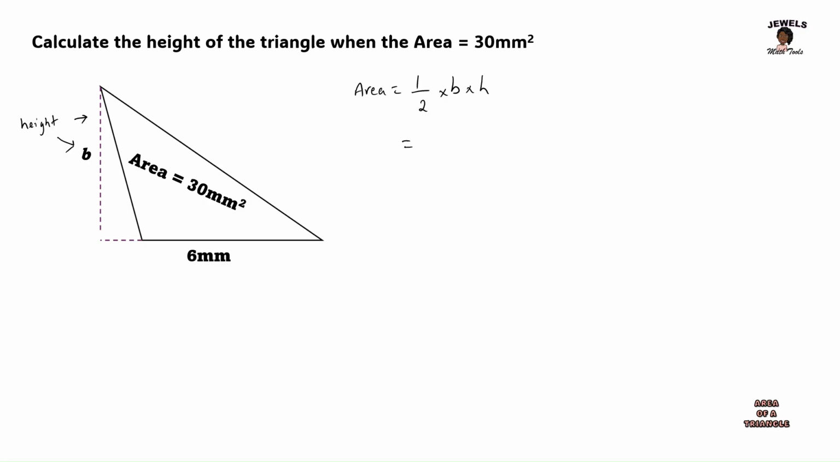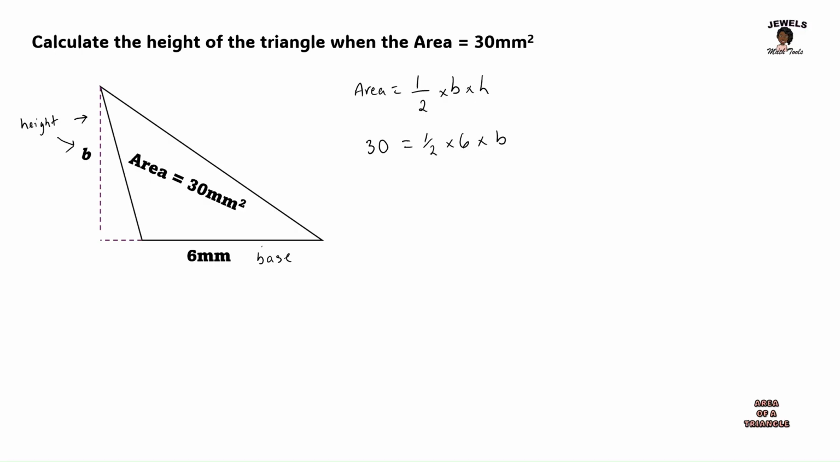So now let's apply our substitution. So we know that our area is equal to 30. So we replace our area with 30. We're going to put back our half. We know that the base of our triangle, and the base is always the bottom line, remember that. So our base is 6, and I'm going to be replacing my height with the letter B.